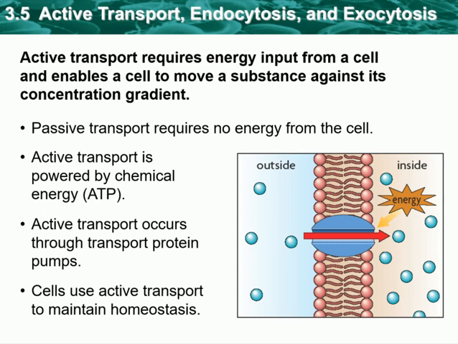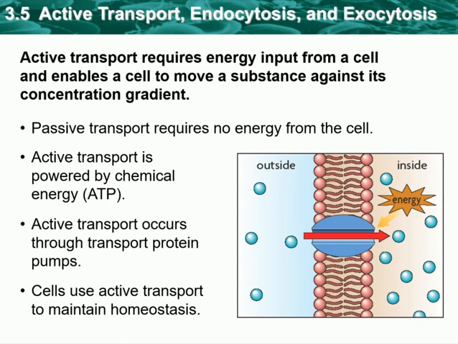This process, which is shown in the image on the screen here, uses transport proteins powered by chemical energy. Cells use active transport to get needed molecules regardless of the concentration gradient and to maintain homeostasis. Before we discuss active transport proteins, let's look at transport proteins in general.